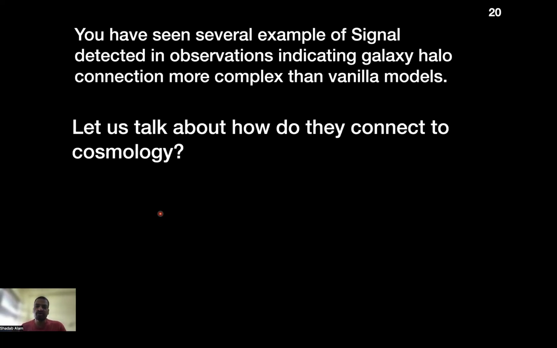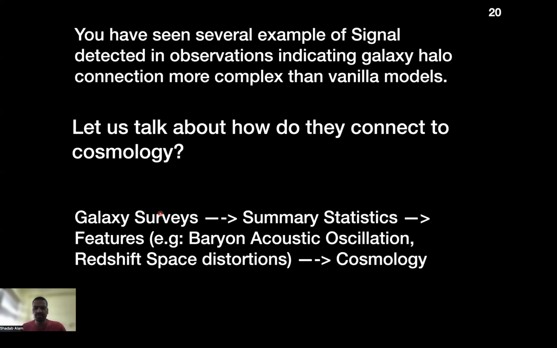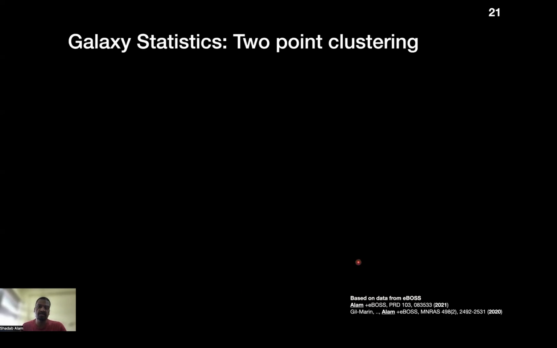Now, let us talk about how they connect to the cosmology part of it. That's what the rest of my talk is going to be. The picture I want you to keep in mind is that we do a galaxy survey, we calculate summary statistics, we look for features like baryon acoustic oscillation, distortions, and then from there we interpret cosmology. So this is the context we are looking at.